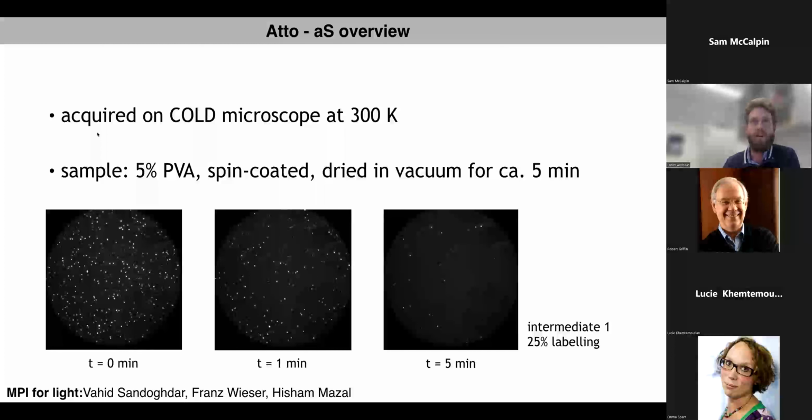So this is data acquired on a cold microscope at 300 Kelvin after spin coating in PVA and vacuum drying. And you see here, in an 80 by 80 micrometer field of view, the different light sources for the fluorescence.